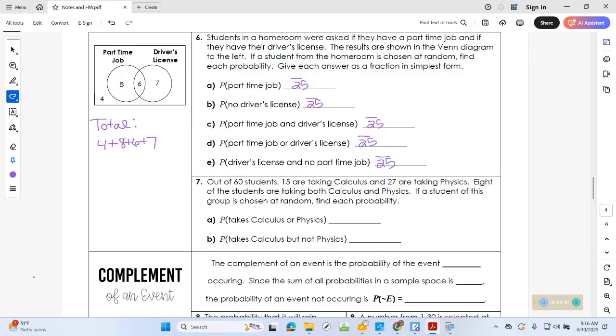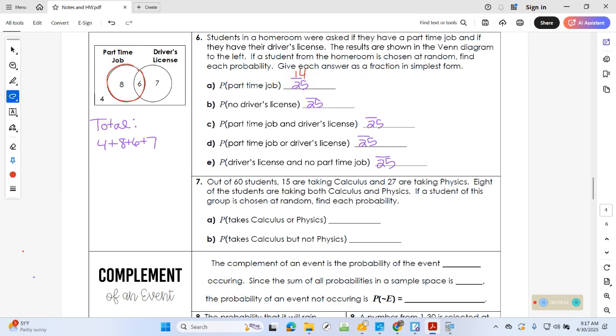Okay, now let's go with the tops. We've got to figure out the numerators, so that they have a part-time job. This entire circle is your part-time job. How many total kids have a part-time job? 8 and 6, so a total of 14.